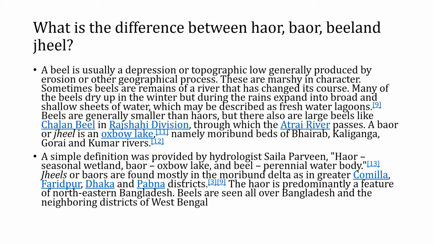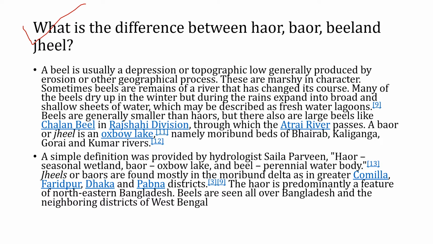Now, if we ask the question, what is the difference between Haur, Baur, Beel, and Jhil, so you all know these names. There is a slight difference between these four things, and they are almost the same. All are waterland, and in winter season they are almost like a vast field, and in rainy season these lands are just waterland.